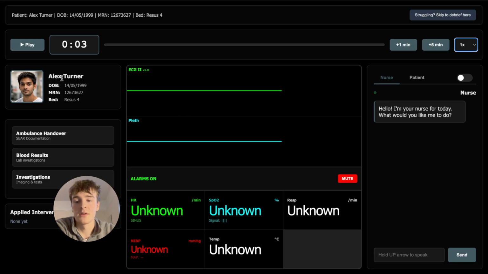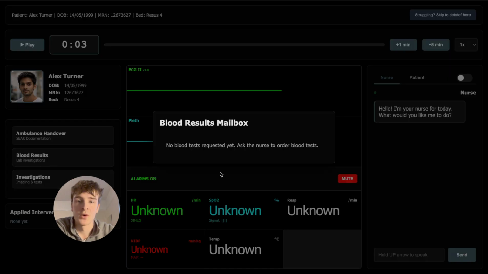Now on the left here, we have patient details. So this is Alex Turner, a 26-year-old male. And then we have blood results here. We can get all of the blood results that you'd expect to get in an ED setting. And when requested from the nurse, they will appear here, as we will show later. And then the same with investigations. This can be ECGs, chest x-rays, etc. And they will all appear here.